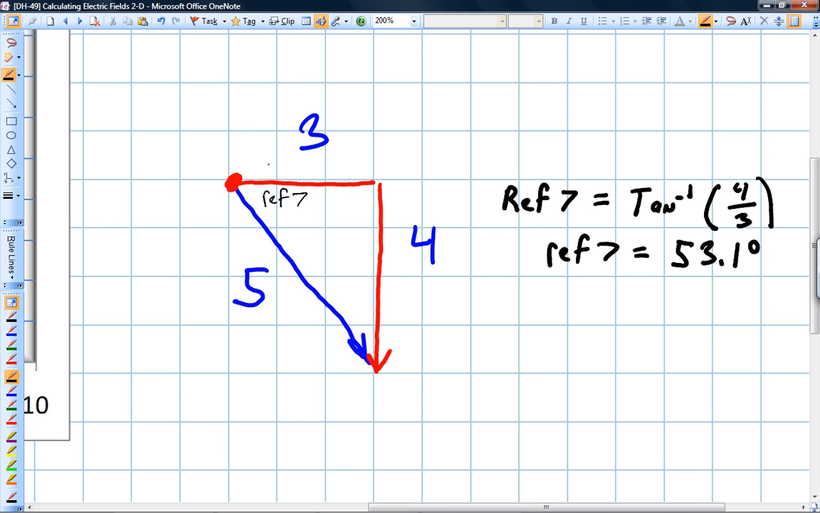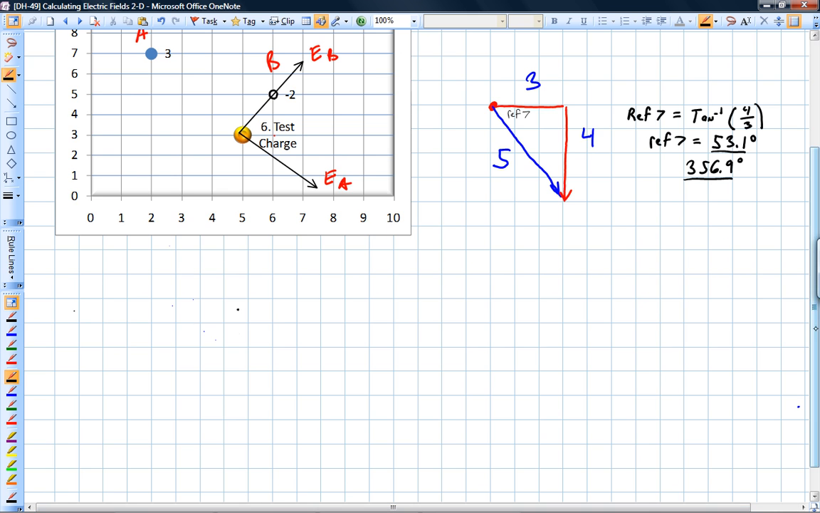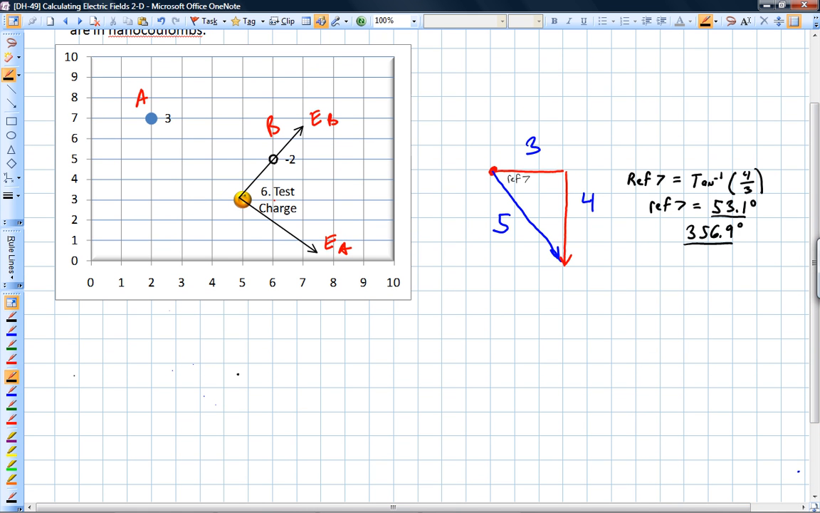Or if you want to think about this as the overall direction, it would be 360 minus that, so it would be a 356.9 degree direction overall. I leave it to you to think about it in terms of reference angles or overall direction, but you got to be really careful about whether x and y components are positive or negative, as you'll see in a few minutes. Now going back to the other charge, you can see that this makes a triangle.